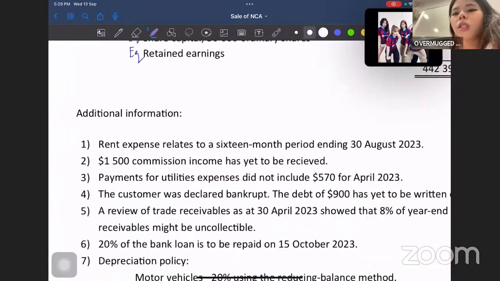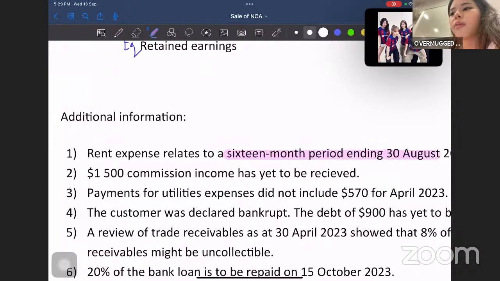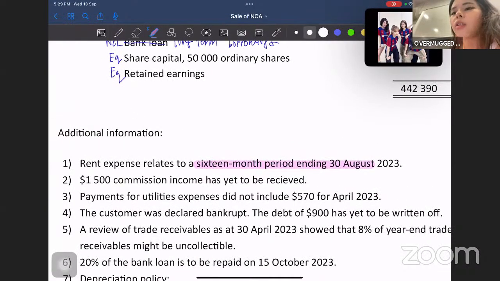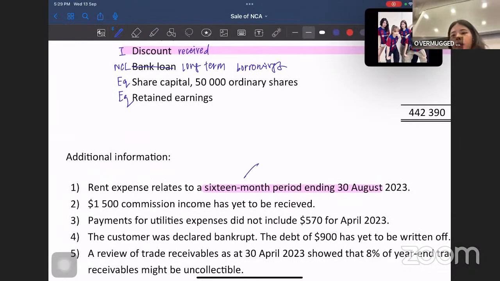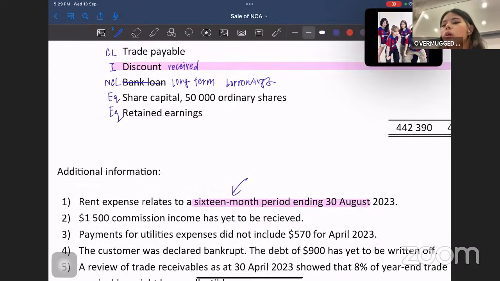Okay, so for here, rent expense relates to a 16-month period for my year end. So if I see that here they pay 16 months, I will straight away know it's a prepaid. Why? Because 1 year, I only have 12 months. So if I have anything that exceeds 12 months, that will be a prepayment. I pay extra, right? So how much did I pay extra by? I pay extra by 4 months, right? Because 16 minus 12 is 4.